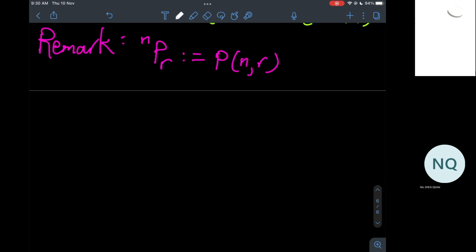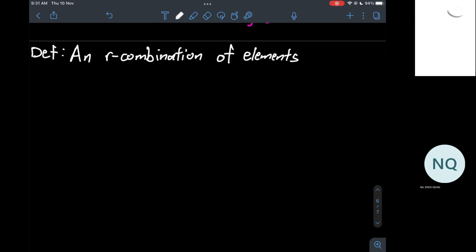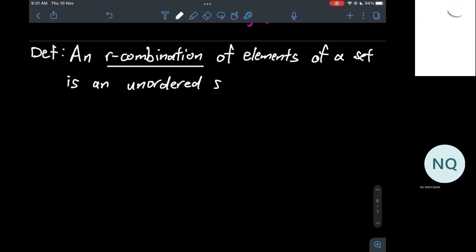Okay, next we will talk about combination. In combination, we don't care about order. So what's the combination? Just now we defined the r-permutation. An r-combination of elements of a set is an unordered selection of r elements from the set.